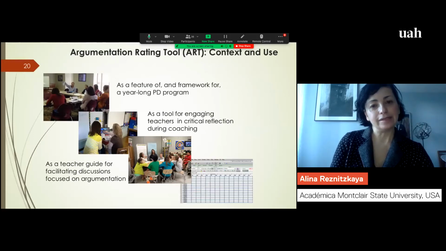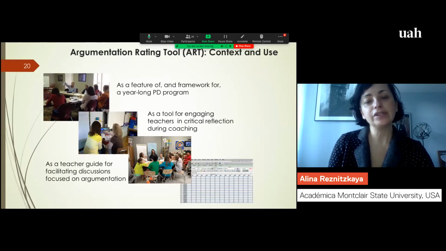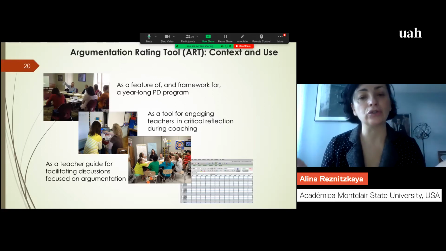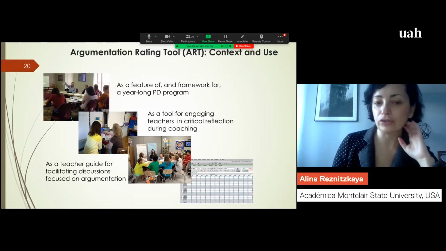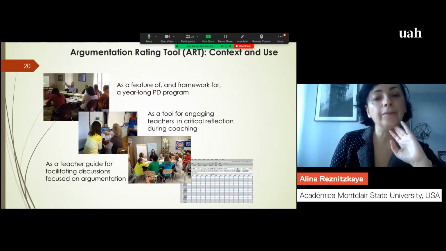So this argumentation rating tool ended up being, again, very central to our professional development efforts. These 4 criteria gave us a structure. We introduced the entire tool, but then we focused on each criterion in turn, so it gave us a structure for how to approach the sequence of professional development.